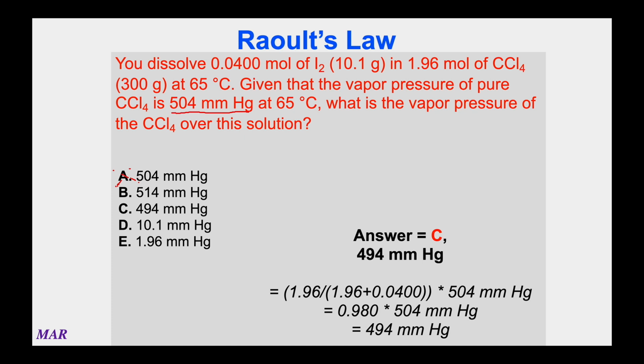But anyway, I digress. First thing to do, find the mole fraction of the solvent, and that's this 0.980 number right there. We're going to multiply that by the vapor pressure of the pure solvent, which is 504. The answer will be less than the vapor pressure of the pure stuff. 494 millimeters of mercury looks great.